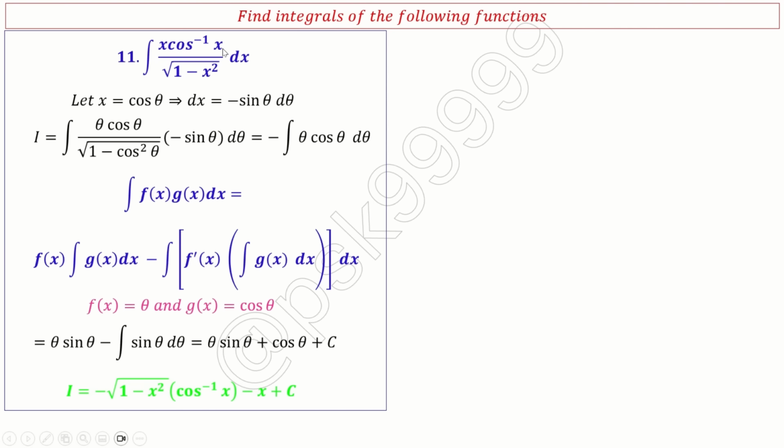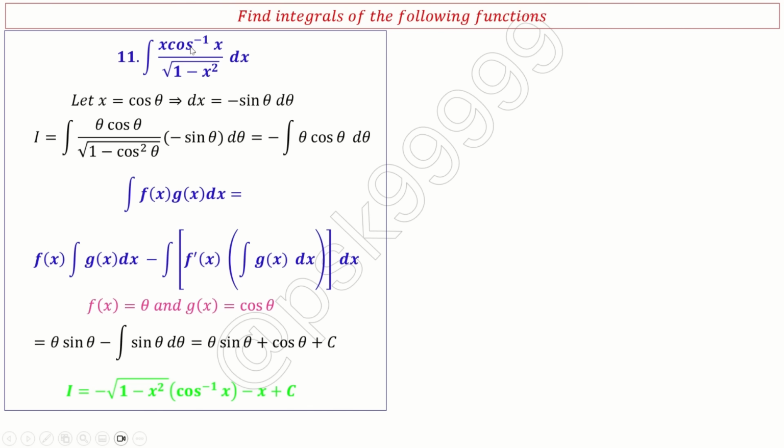Integration of x cos inverse of x divided by square root of 1 minus x square. Okay, first thing is we need to convert into a form where we can do it. Right now we are doing the problems for integration by parts, right? So take cos inverse x as theta, which means x is cos theta. So dx is nothing but minus sin theta d theta. Now you replace the whole thing.